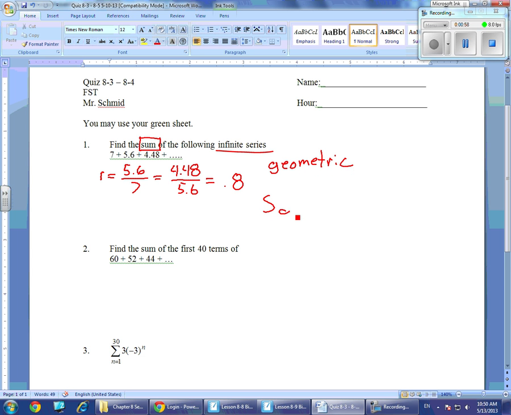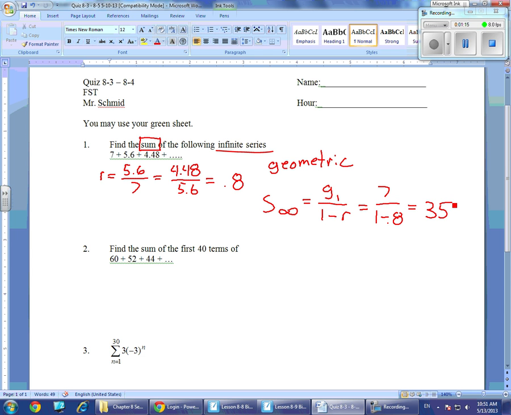So I'm going to go S sub infinity will be g sub 1 divided by 1 minus r. So my g sub 1 is 7 divided by 1 minus 0.8. So my sum ends up being 35 if you calculate that correctly.